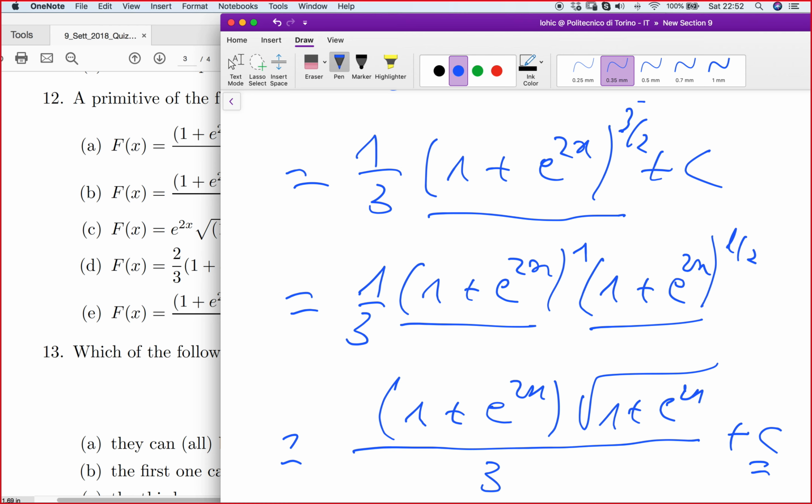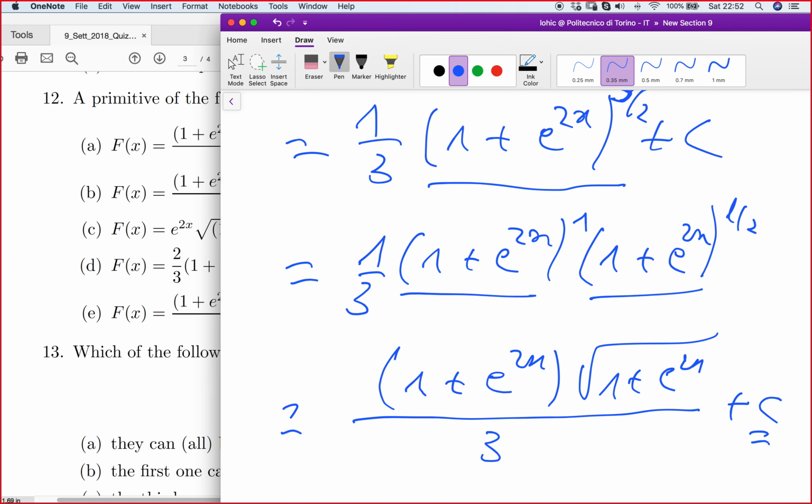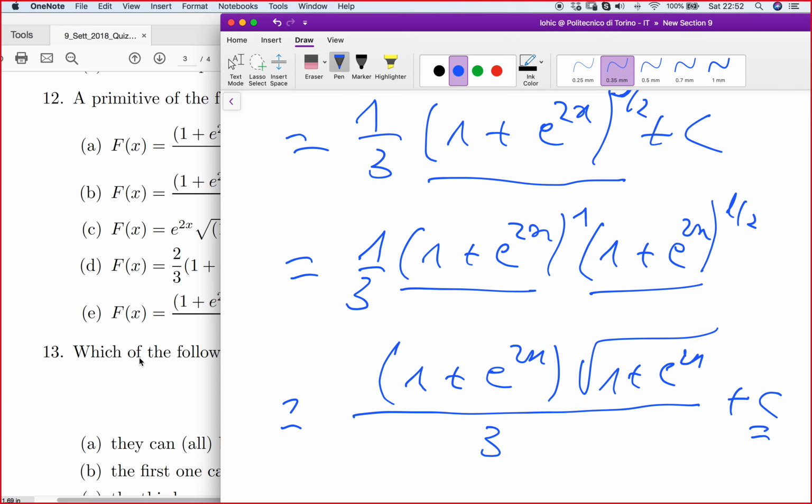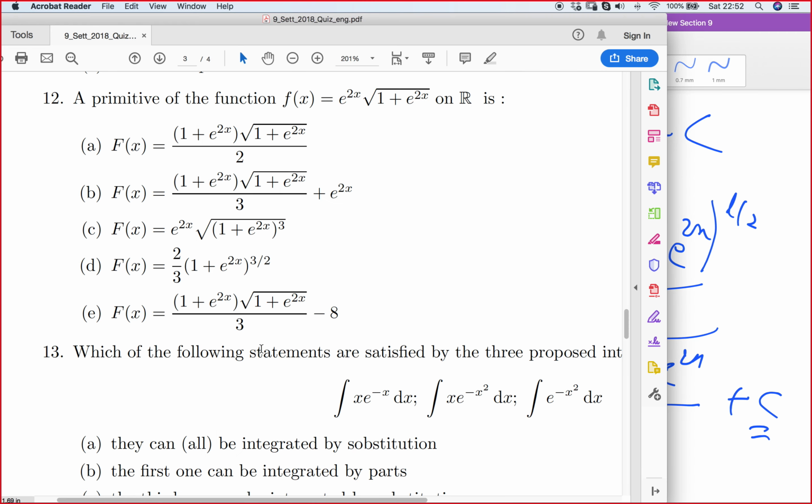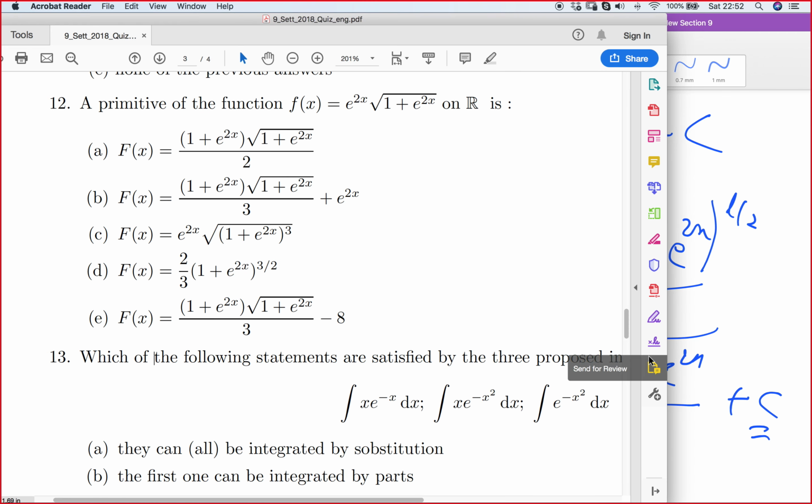This was 3 over 2. Okay, so the answer for this question is 12E.